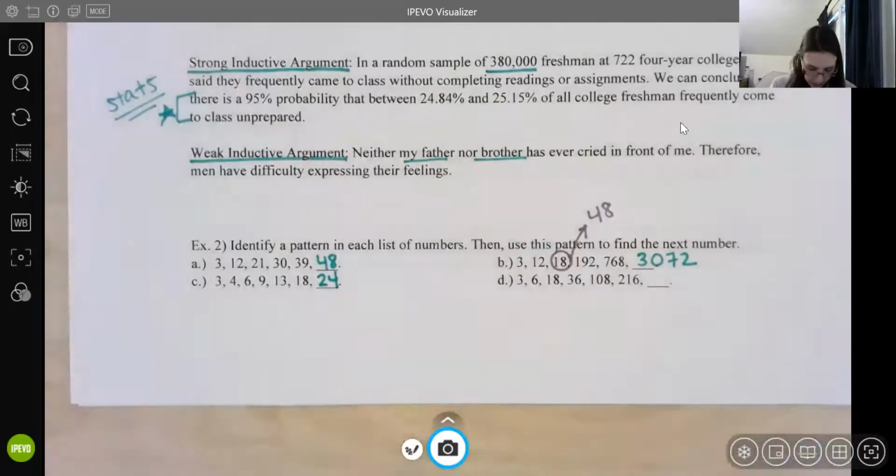And then let's check the last one. So 3, 6, 18, 36, 108, 216. That looks good.